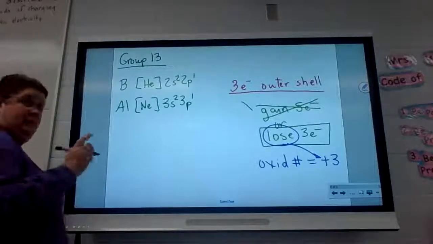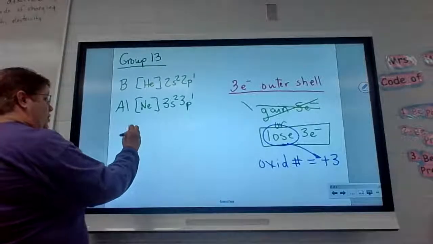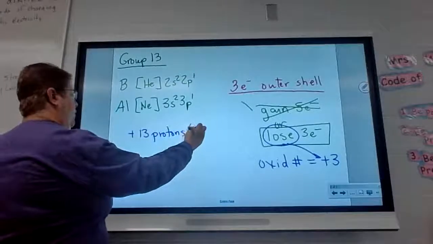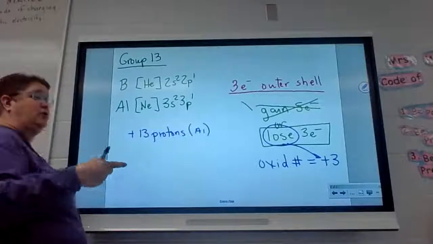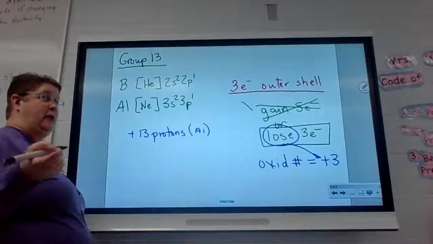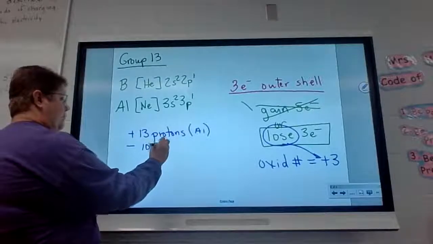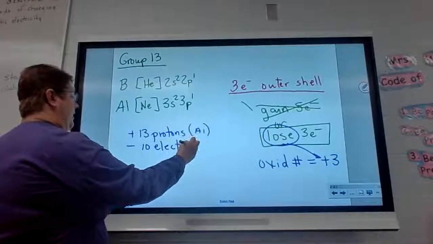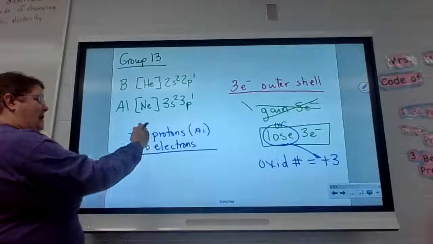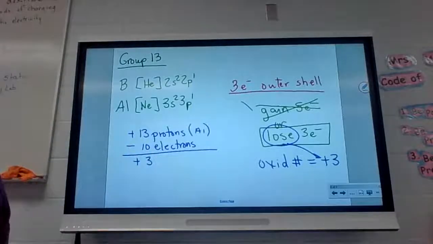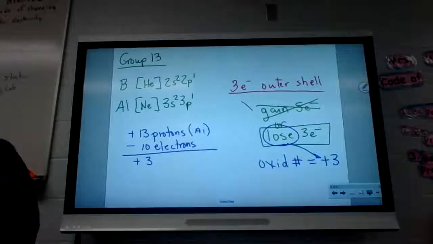The reason is, I'll just pick aluminum. Aluminum has 13 protons. Now, if we lose 3 electrons, how many electrons would we have? So we have 10 electrons, right? So if we have 10 electrons, what would we get when we add these things together? Positive 3. That's why it's positive 3 when you lose the electrons. Does that make sense? Okay, I got a yes from Serenity. What about some of the others?